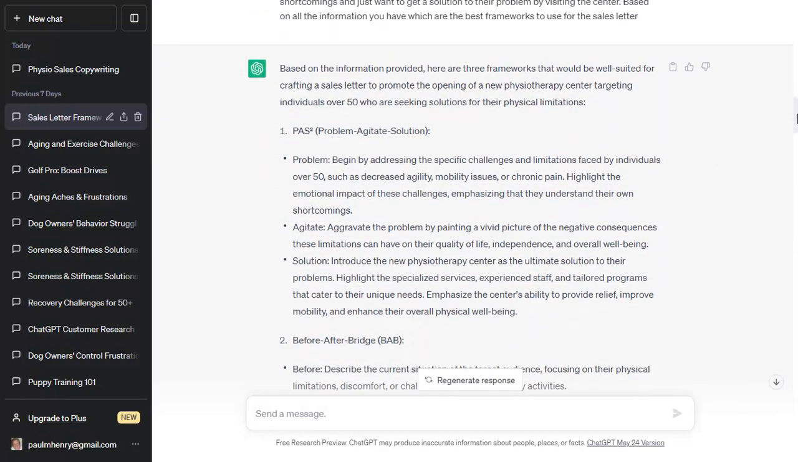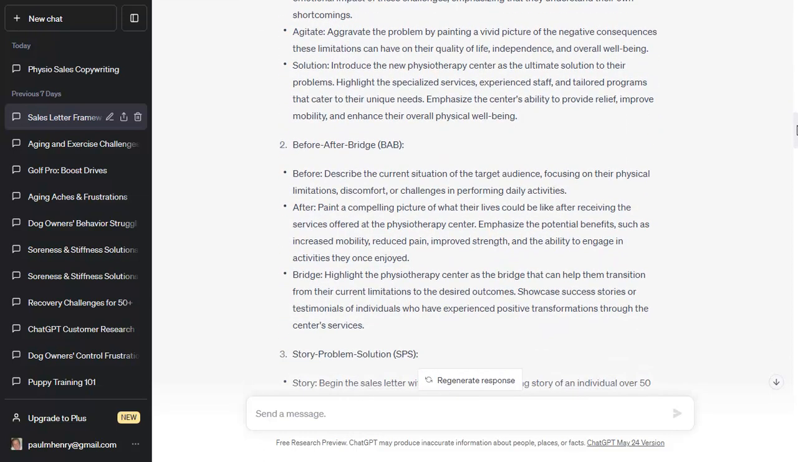So problem, agitate, solution. I must admit that was the one that I was probably leaning towards, and it's the extension of it, so it's where you agitate it a little bit more. And that's sort of the common sense really, because it's a problem that the customer, the patient, already knows about, so you're just prodding it a little bit and saying, yeah, I know you've got this problem and this is all the things you can't do because of it, and here's what you can do if you use Agile Body's Renew system. There's a before after bridge.